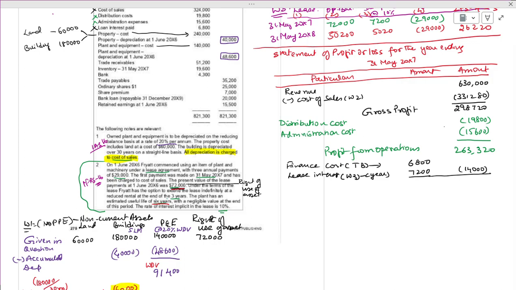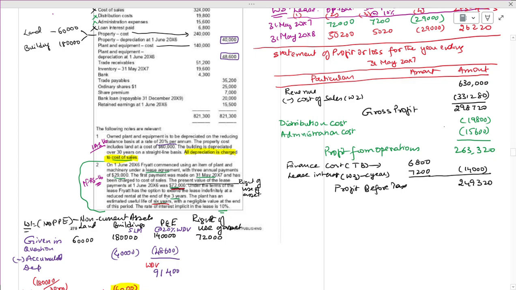So 263,320 minus 14,000 will be profit after finance cost. How much? 249,320. This is called profit before tax.